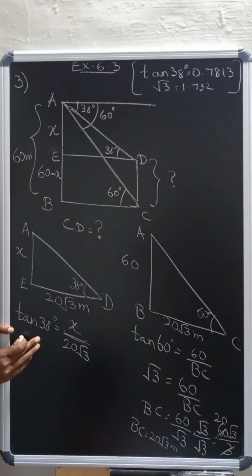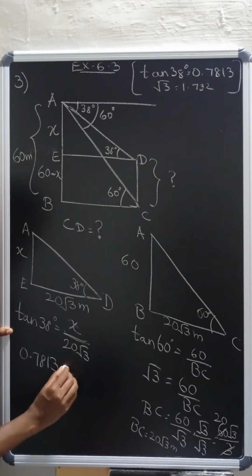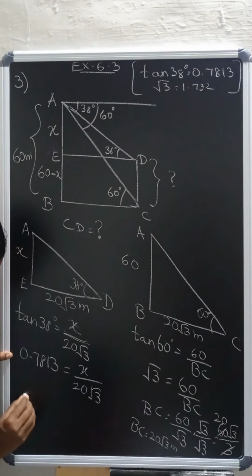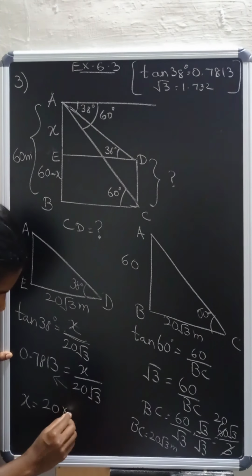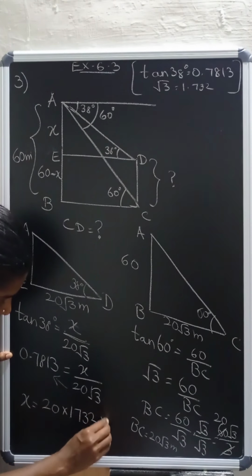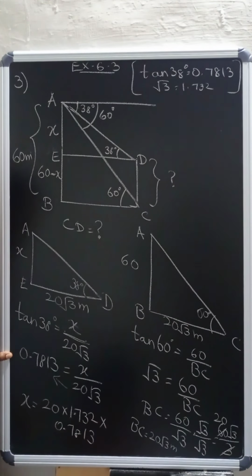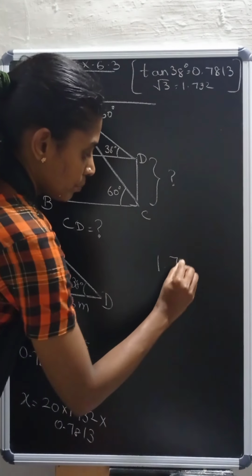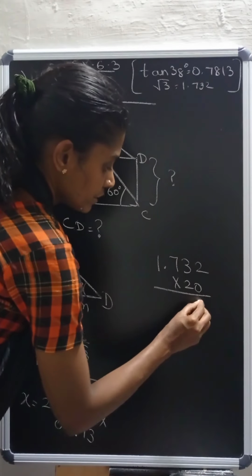Now tan 38 degrees value is 0.7813, which is equal to x by 20 root 3. Now the value of x is equal to 20 into root 3 value, which is 1.732, into 0.7813. Now we will multiply 1.732 into 20. So this 0, we will put a 0 here.